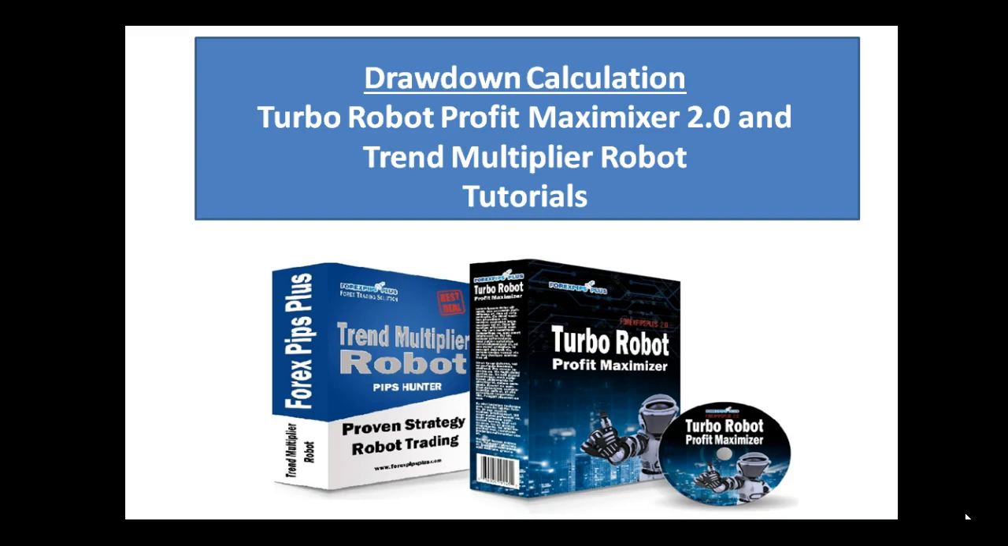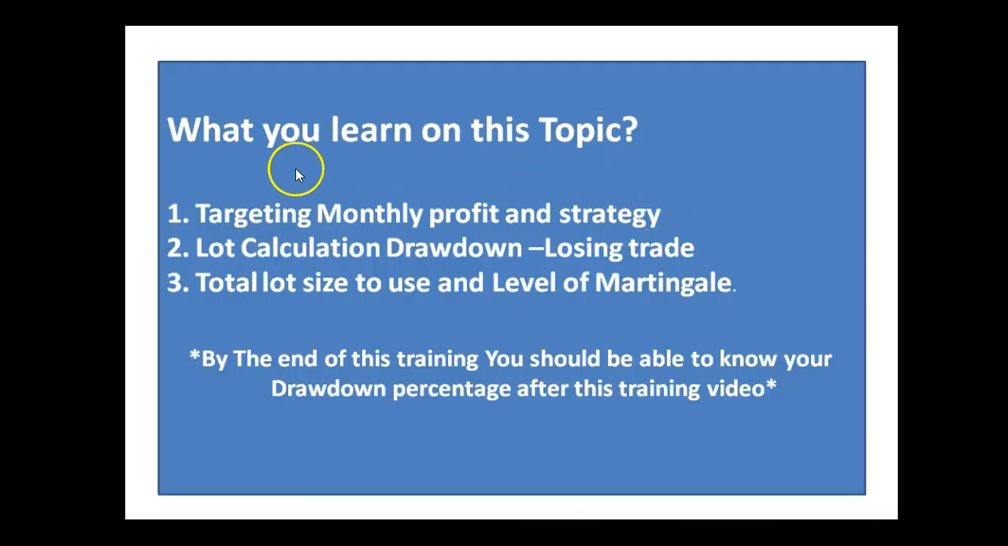This tutorial will be mainly on drawdown calculation on our two products, Turbo Robot Profit Maximizer 2.0 and Trend Multiplier Robot. What you will learn on this topic: first, targeting monthly profit and strategy; lots calculation, drawdown, and your losing trade; and third, total lot size to use and level of martingale. By the end of this training video, you should be able to know your drawdown percentage.